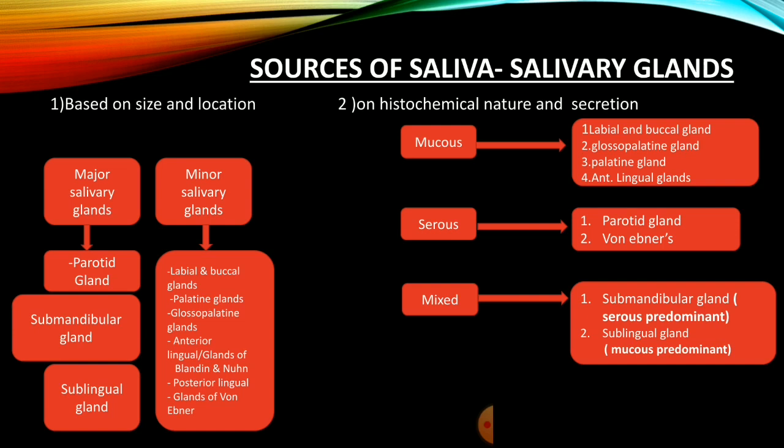Whereas on the basis of histochemical nature and secretion, we have mucous glands, serous glands and mixed glands. In mucous glands, we have labial and buccal glands, glossopalatine glands, palatine glands and anterior lingual glands. In serous glands, we have parotid and von Ebner's, whereas in mixed, we have serous predominant submandibular gland and mucous predominant sublingual gland.